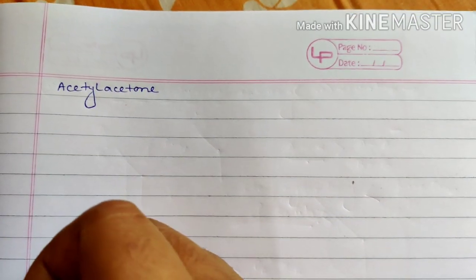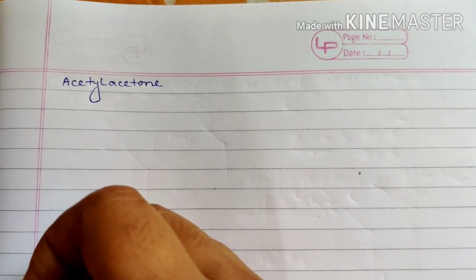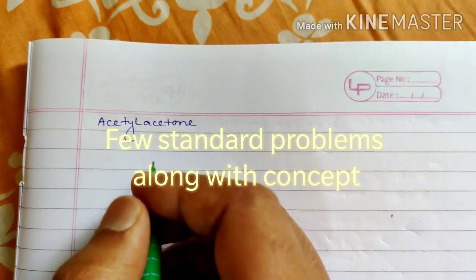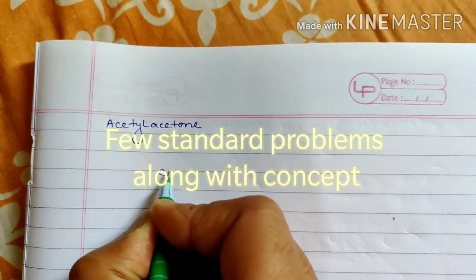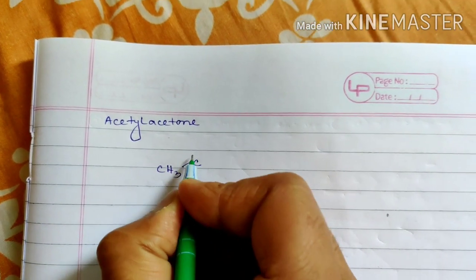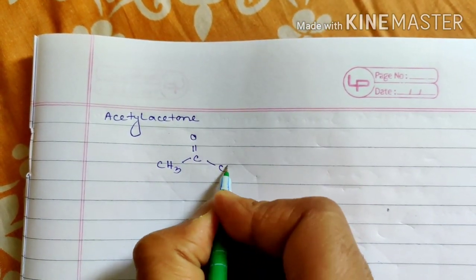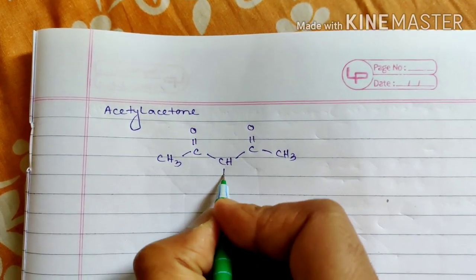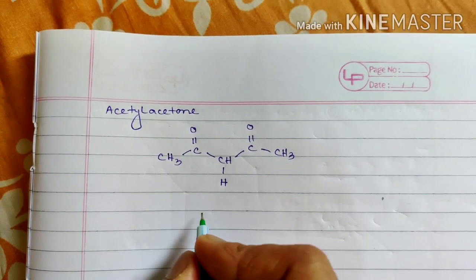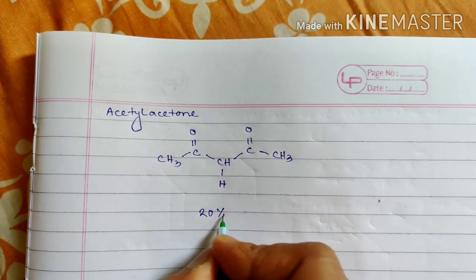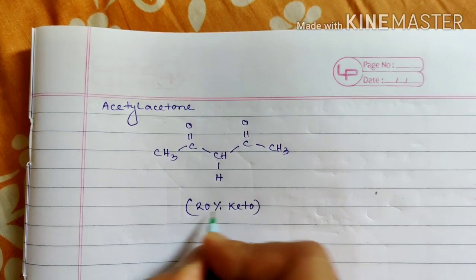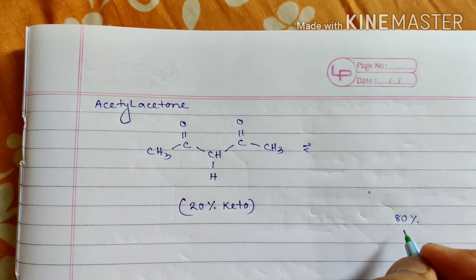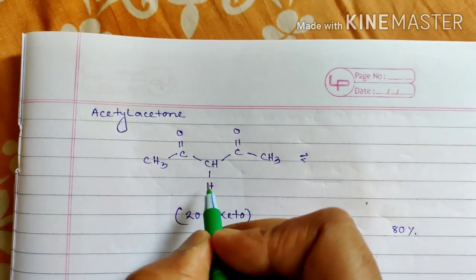Let us see a few cases which will help us to solve a few problems from the JEE Mains or the NEET exams. We have chosen acetyl acetone. Acetyl acetone will look like this: CH3 C double bond O, CH, C double bond O CH3. I have written this hydrogen like this. It is observed that its keto form is only 20% and its enol form is 80%. That means more stable. Let us find out the reason.